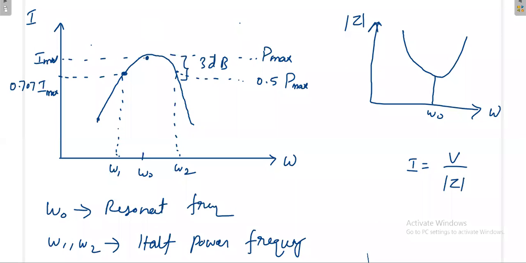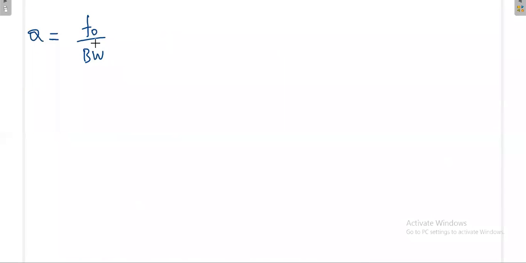This is the central frequency, and the difference between these two is called the bandwidth. Bandwidth can be measured in terms of omega, or in terms of f also. If we measure with respect to omega, that is radian per second, otherwise it will be hertz.